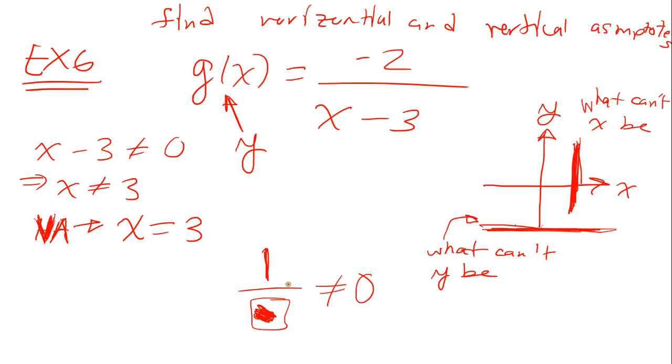So basically, you know that Y is not equal to 0. So in this case, nothing really changes. Your vertical asymptote shifts, but your horizontal asymptote is just going to be at Y equals 0.